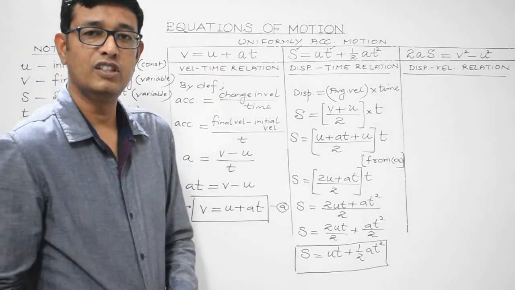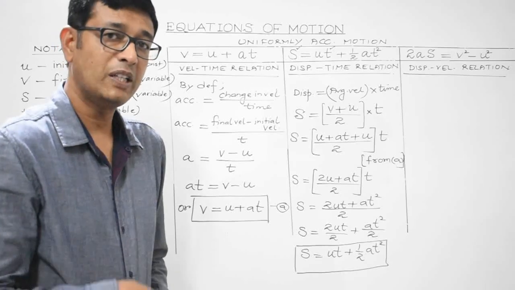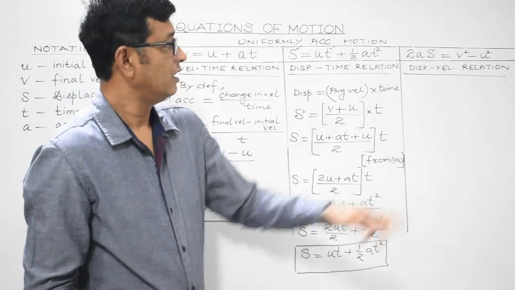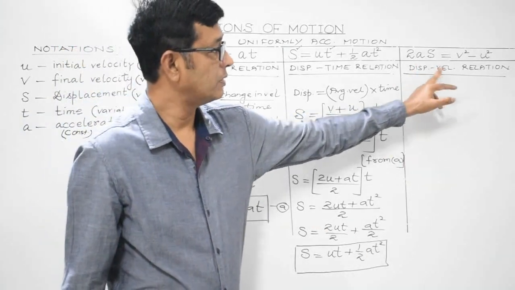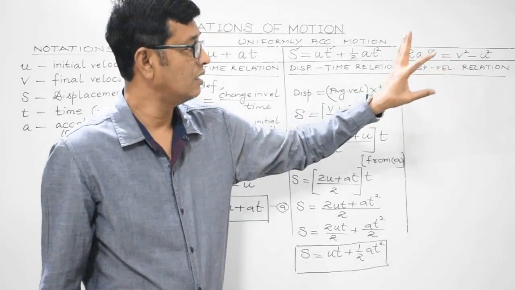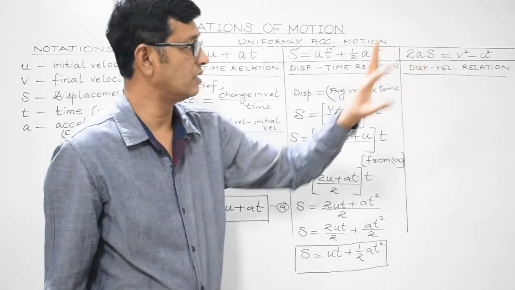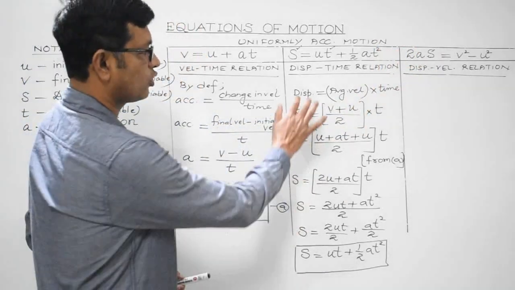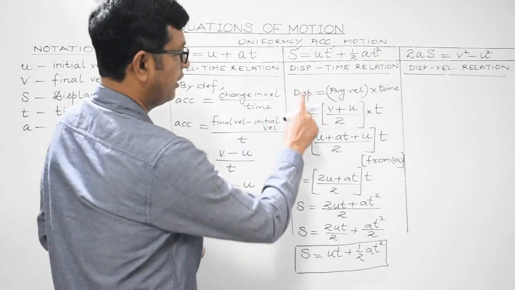Let's consider the third one, which is known as the displacement-velocity relationship. It is the relationship between displacement and velocity, right? s and v are variables, rest a and u are constant. So we are supposed to prove this. Again, let's concentrate on this only. Again, we can write this.